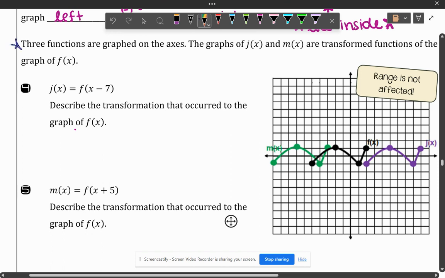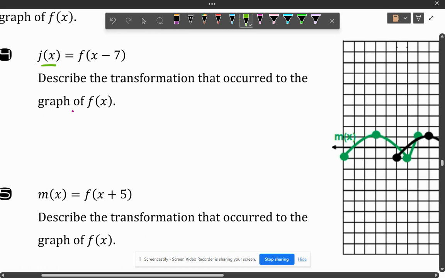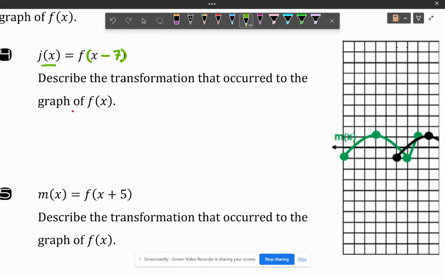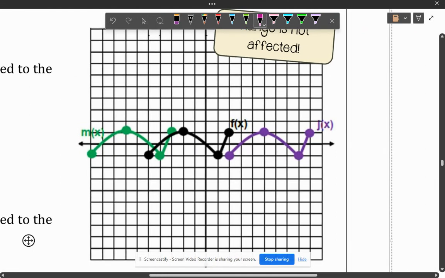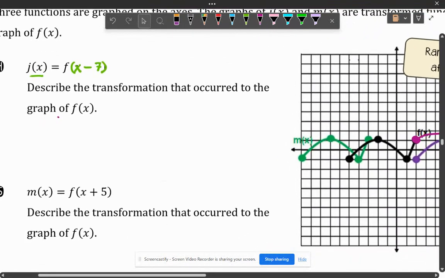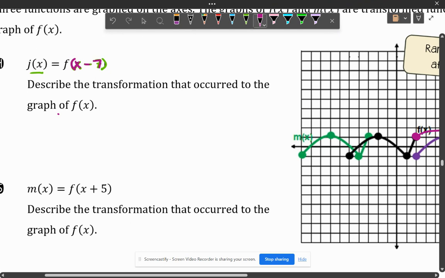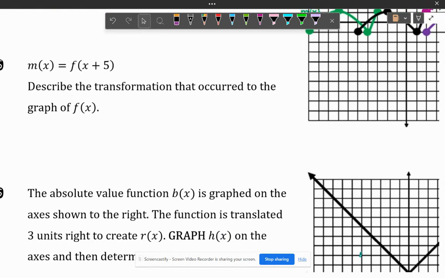So we have 3 functions again graphed here. Let's take a look. So we've got j of x, which is f of x minus 7. Notice it's on the inside of the parentheses next to the x. All right. So let's look at j of x. Oh, I think I should have used purple here. Okay, that's okay. So we'll switch that up. So notice that it moved right 7 units. Okay, I'll kind of change this to purple also. Okay, so it moved right 7 even though it was negative.